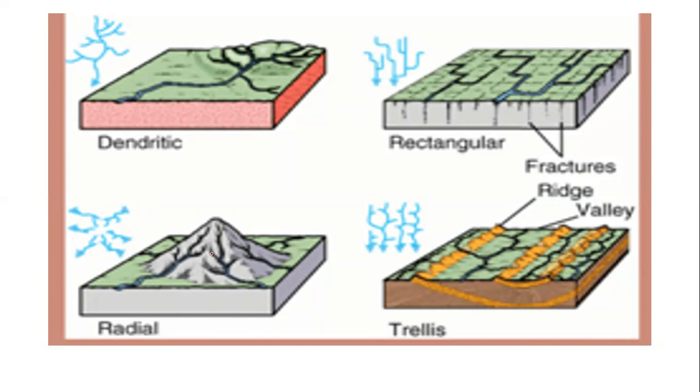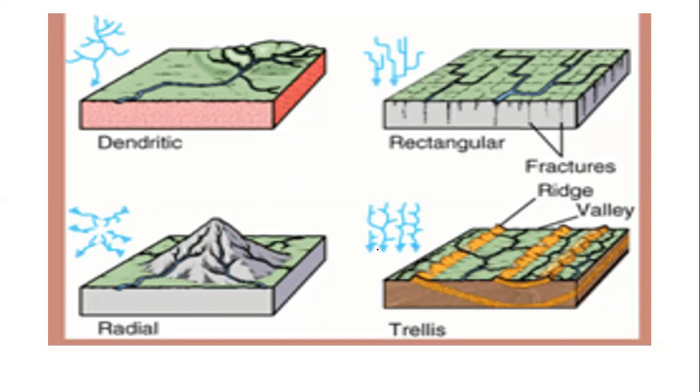Then there is radial pattern. Radial pattern is found in the highland areas. Streams run from all the directions like spokes of a wheel. The streams from the highland come towards the lowland from all the directions. This pattern is known as radial pattern.